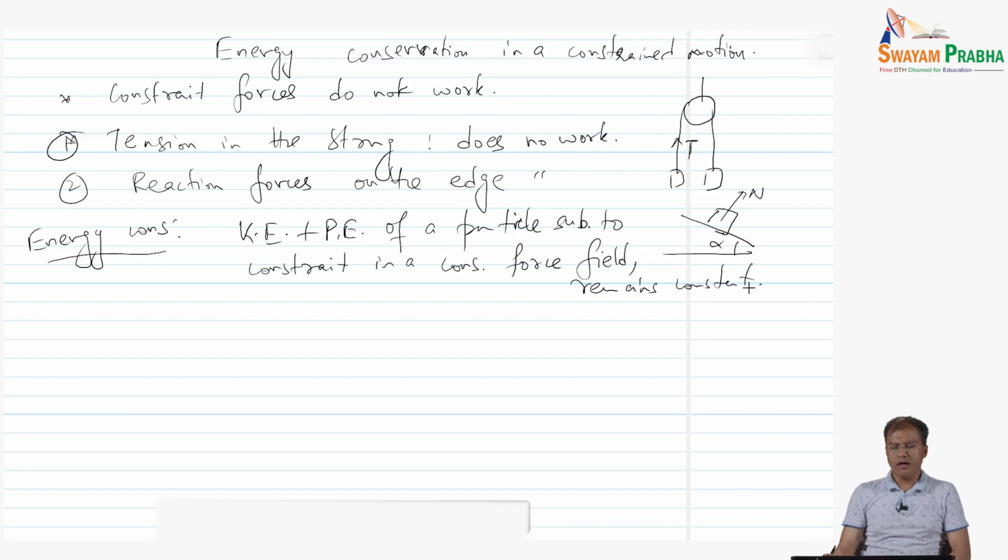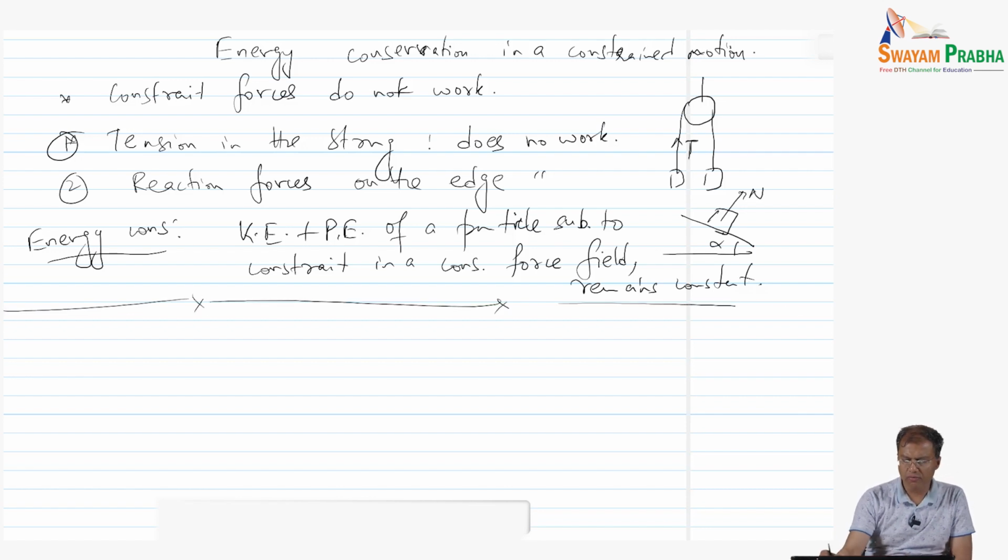The kinetic plus potential energy of a particle subject to the constraint of a conservative force field remains constant. So we have actually added a bit more information in the energy conservation principle. Let us look at a very interesting example of a particle moving in a constrained hoop.